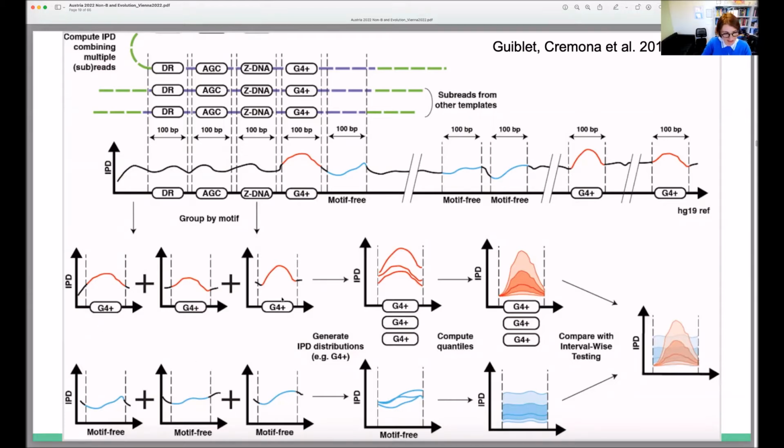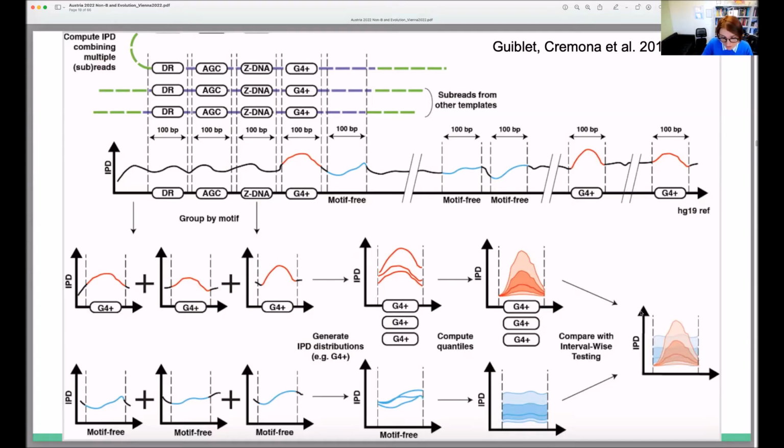We combined all of this data for IPDs, for the timing of incorporation of the nucleotides, and we got a distribution. So this is the distribution for the timing of incorporation of nucleotides at G quadruplexes. We did the same for Z-DNA, for direct repeats, and for many different types of microsatellites. But I'm just illustrating here the G quadruplexes. And we also generated controls. So these were sequences that were free from any non-B motifs, and they're shown here in blue.